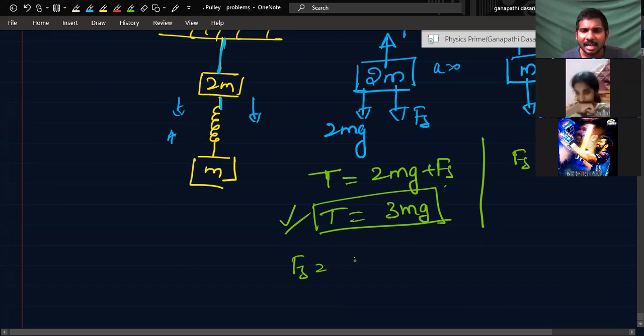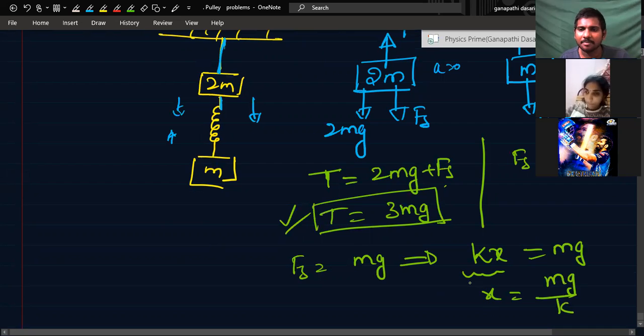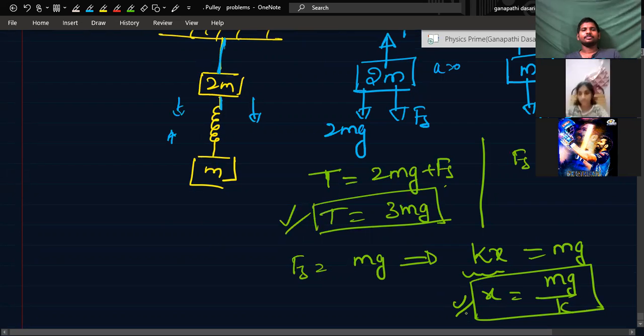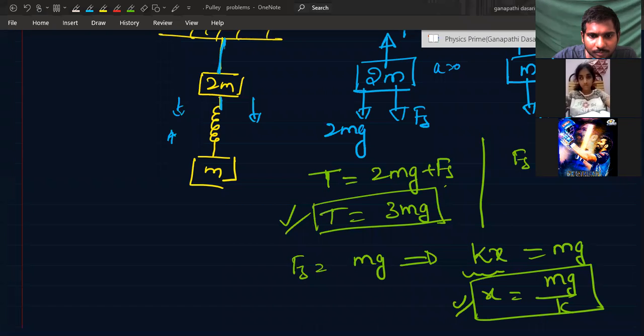Then another point, tension we got. Spring force is how much? mg. That implies kx is equal to mg. So x is equal to mg by k. So this is our answer. You understood how to solve the problems? So will you solve another problem?